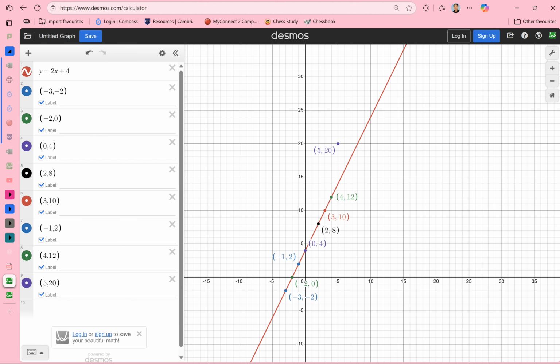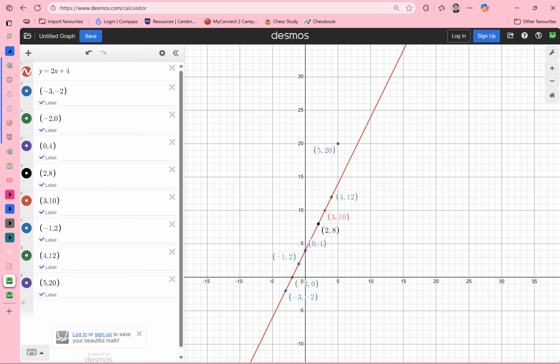Follow the rule. Follow the rule. So the rule is double x add 4. It's not really hard. You've been doing it this whole time. I'm asking, this coordinate clearly doesn't sit on the line. But if I want it to sit on the line, I've got to follow the rule. The rule says whatever x is, double it add 4.